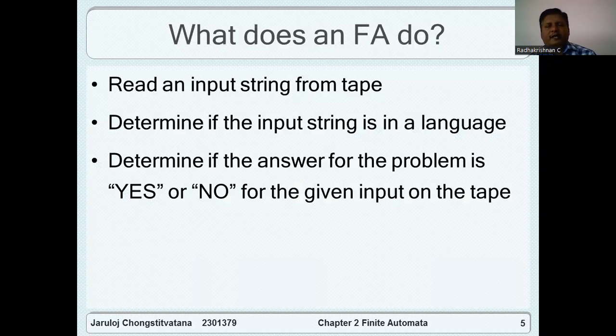So how does the finite automata work? It reads the input string from the tape. First, it determines whether the input string is in the language or not. The corresponding input characters are verified to see whether they are present in the language. The answer is yes or no. In case of yes, the automata moves to a final state. Otherwise, the automata will not move to a final state; it will be in some other state.